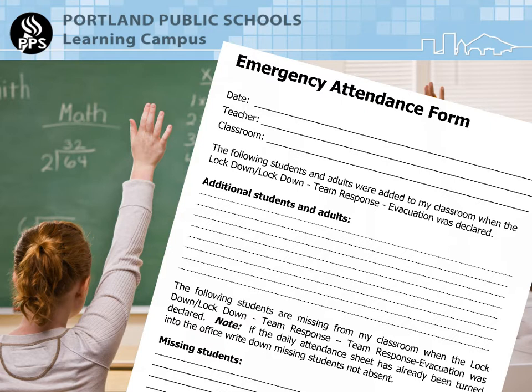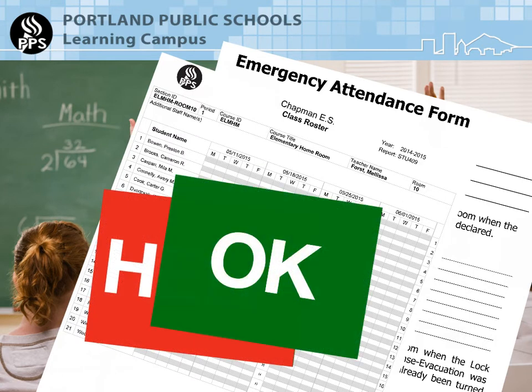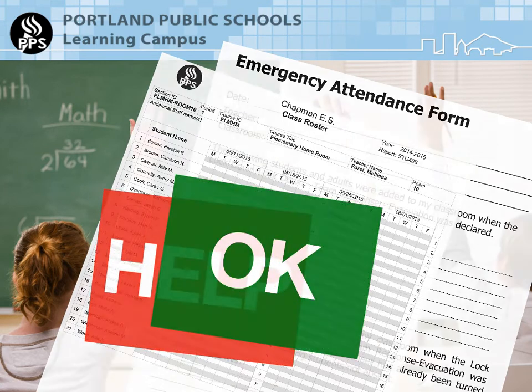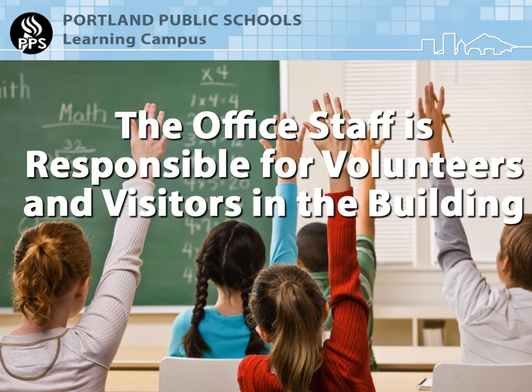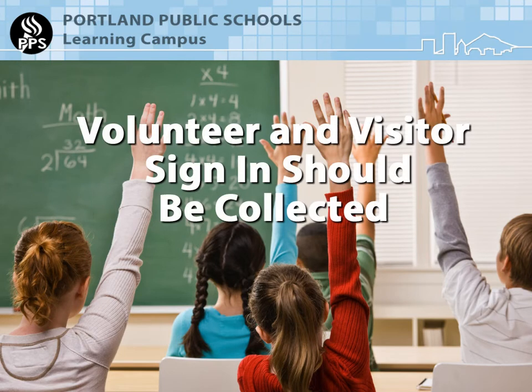The emergency attendance form should be located in classrooms with the class rosters, alert cards, and other emergency supplies. Office staff will be responsible for accounting for volunteers and visitors in the building. In the event of a building evacuation, the volunteer and visitor sign-in should be collected and taken to the evacuation assembly area, along with the other emergency supplies.